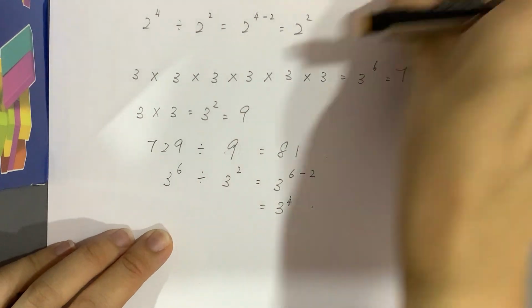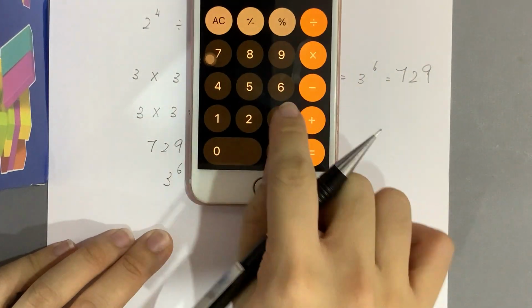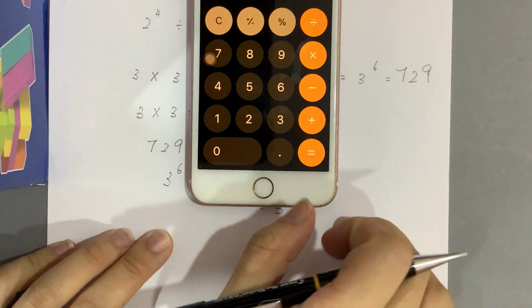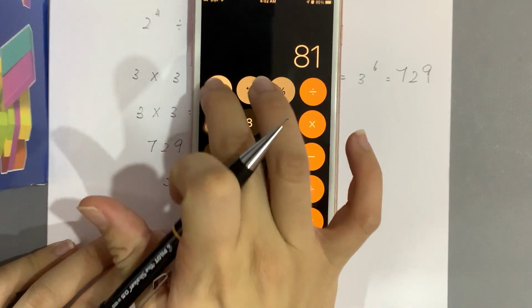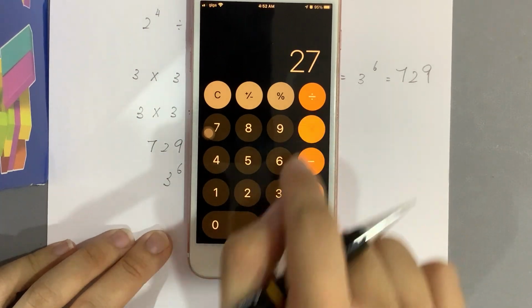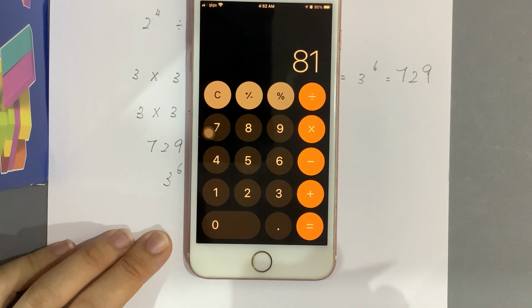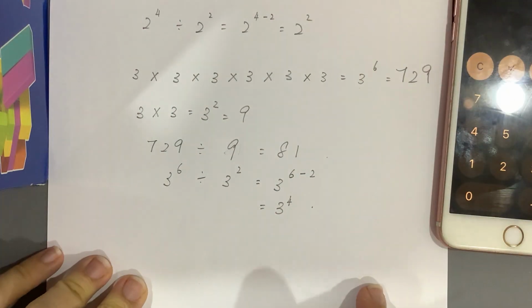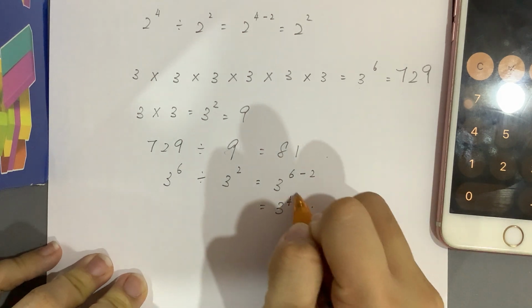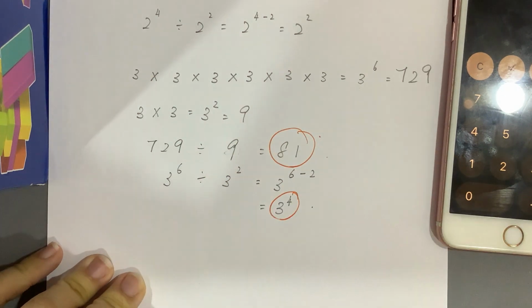So let's try out 3 to the power of 4. 1, 2, 3, 4. 81. I'm sorry. Again. 1, 2, 3, 4. It gives you 81. Okay? So 3 to the power of 4 is known to be the same as 81.